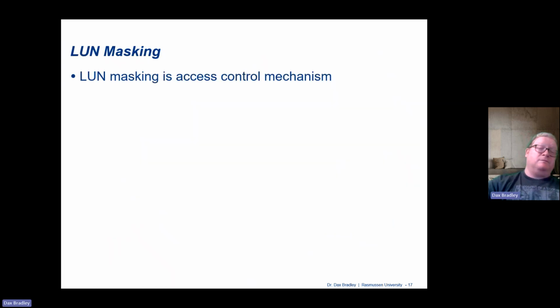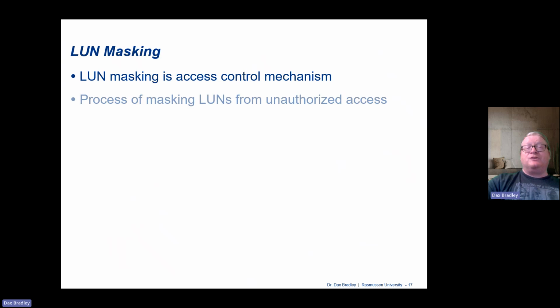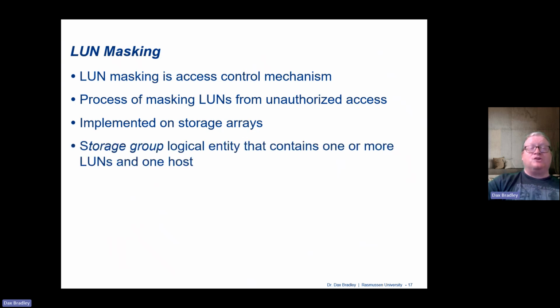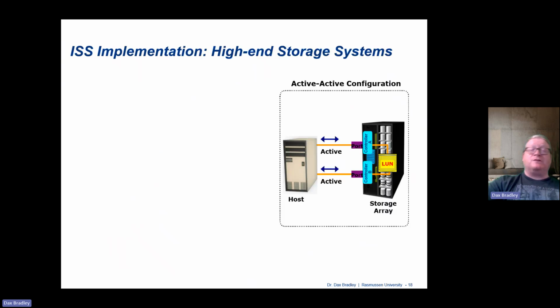LUN masking is an access control mechanism. It's a process of masking LUNs from unauthorized access. So it's a form of security. By implementing it in storage arrays, the storage group, a logical entity that contains one or more LUNs and one host, is implemented. Now, an implementation for high-end storage systems is also referred to as active-active arrays.